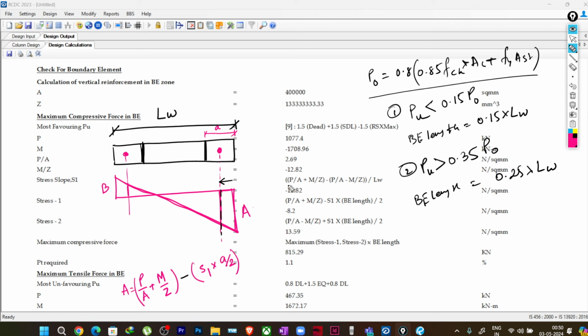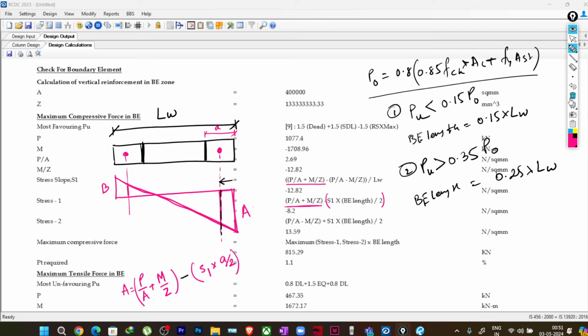Okay, so if you see the first case, what it has done is they have given P by A plus M by Z minus slope into boundary length by 2. So they got the stress at this particular location.